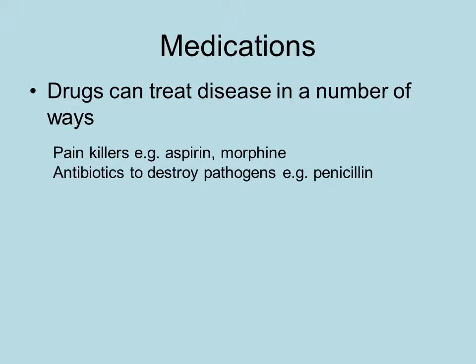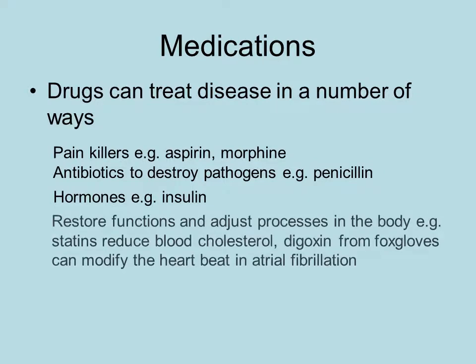Antibiotics, their job is to destroy pathogens like any bacteria, which we might use something like penicillin for, streptomycin, tetracycline, various other ones. Other drugs could be things like hormones. So if you are type 1 diabetic, you might be taking insulin. It's perhaps not strictly a drug, but it is something that we need to take as a medication.